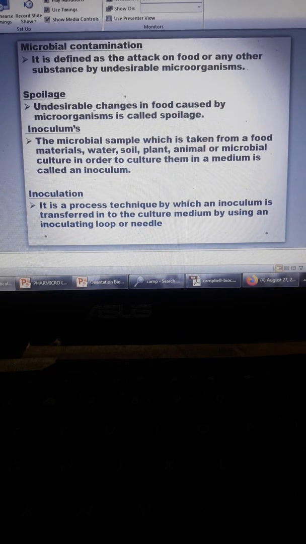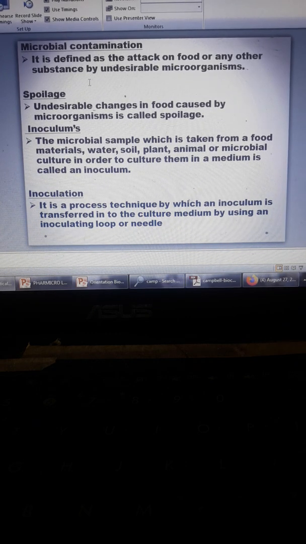Next, microbial contamination is defined as the attack on food or any other substance by undesirable microorganisms. That is contamination. Meaning, food that is considered freshly prepared but becomes contaminated will usually spoil easily. Food poisoning can occur with food that is not well cooked, especially spaghetti that is prepared hurriedly. Usually it can have Staphylococcus pathogens.